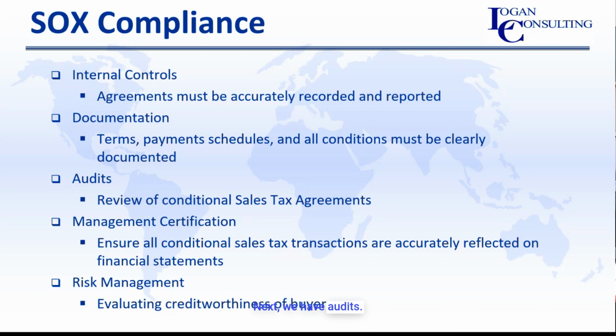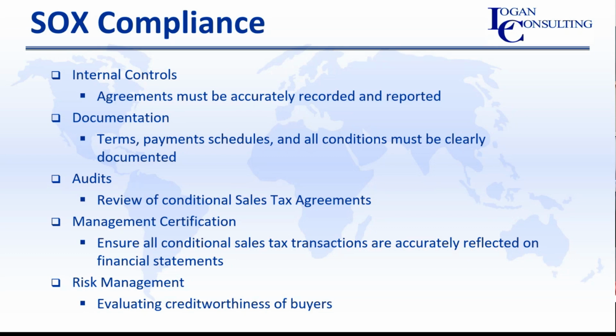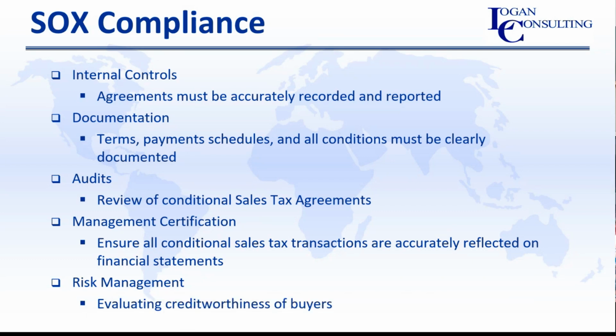And next, we have audits. Regular audits are required to verify the accuracy of financial statements and the effectiveness of our internal controls. This would include reviewing conditional sales agreements to ensure that they are being properly accounted for. Moving on to management certification. Under SOX, the CEO and the CFO must certify the accuracy of financial reports. This means they must ensure that all transactions, including those involving conditional sales tax, are accurately reflected in the company's financial statements.